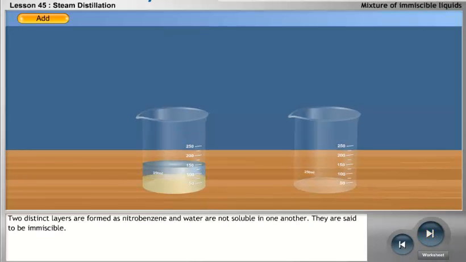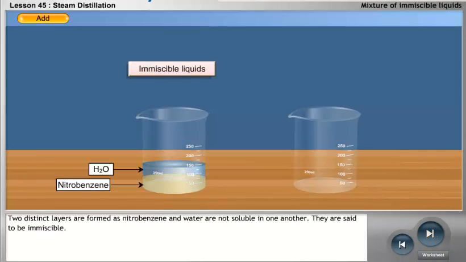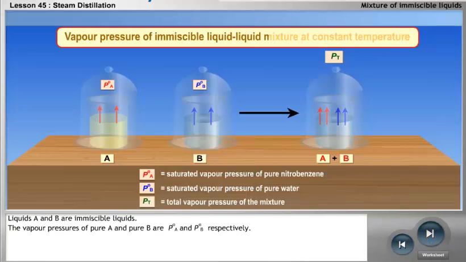Two distinct layers are formed as nitrobenzene and water are not soluble in one another. They are said to be immiscible. Liquids A and B are immiscible liquids. The vapor pressures of pure A and pure B are P0A and P0B respectively.